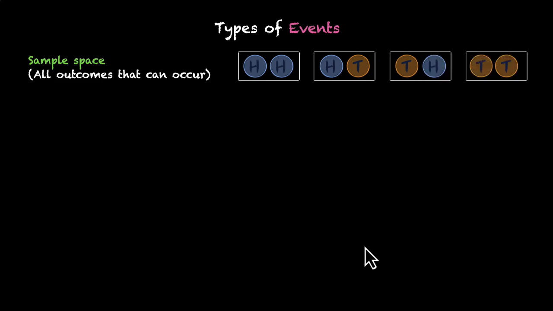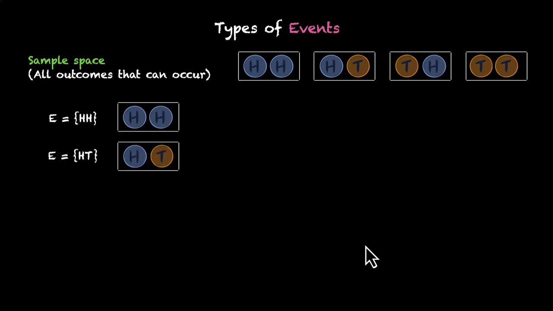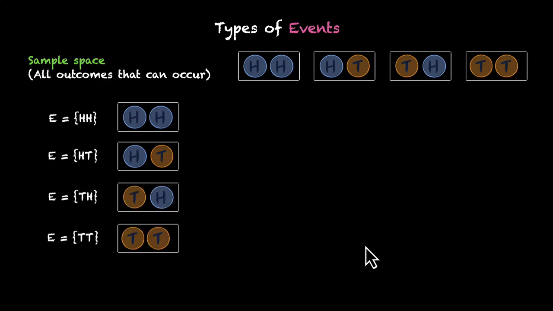Okay, I'm going to list down a few events and you're going to tell me what you think about those events. The first one is two heads. The second one is the first one heads and the second one is tails. The third one, a tails and a heads. And finally, two tails. Alright, what do you think about these events? If the word simple comes to your mind, that's bang on. These events are called simple events.